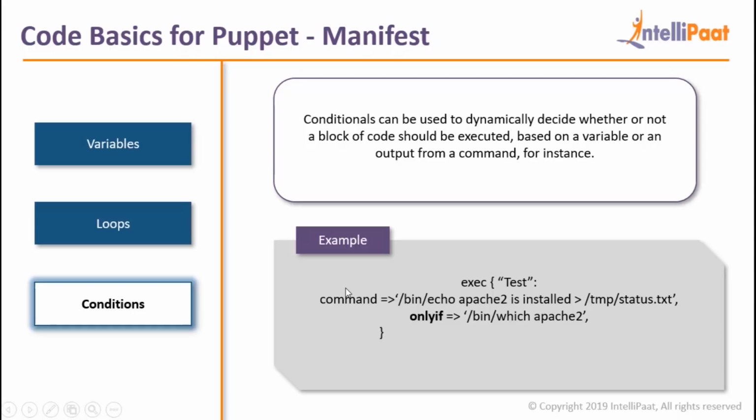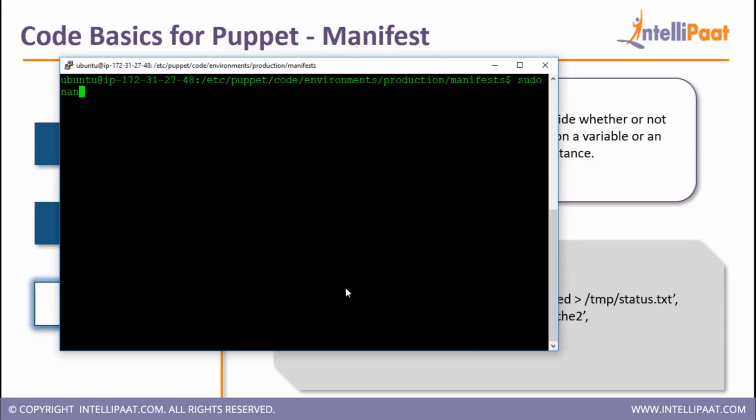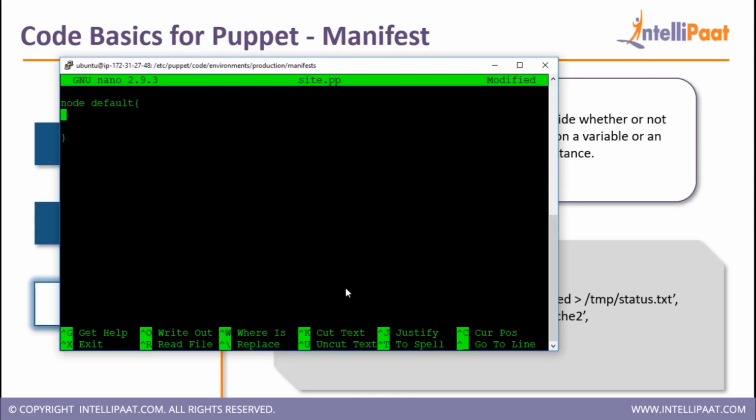So let me go to my master terminal. Let's clear the screen first. So sudo nano init and sudo nano site.pp. All right, so what I want to do is execute a command. So let's remove everything first. Okay, so basically I want to define a resource called exec, which basically deals with passing commands to the agent. So I want to do exec and I want to name this something. Let us name it like this.